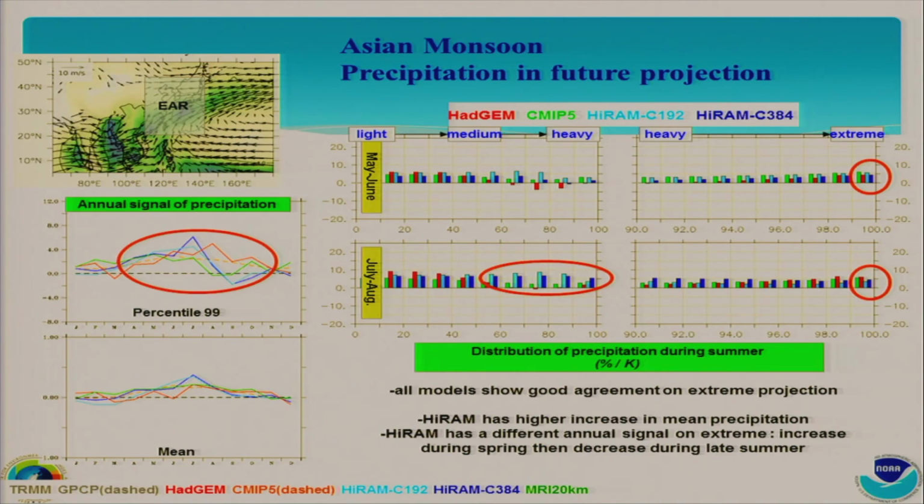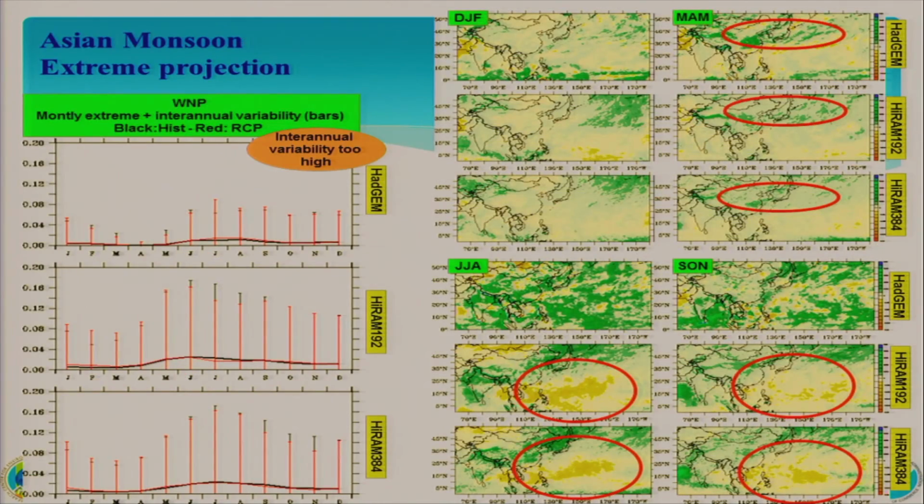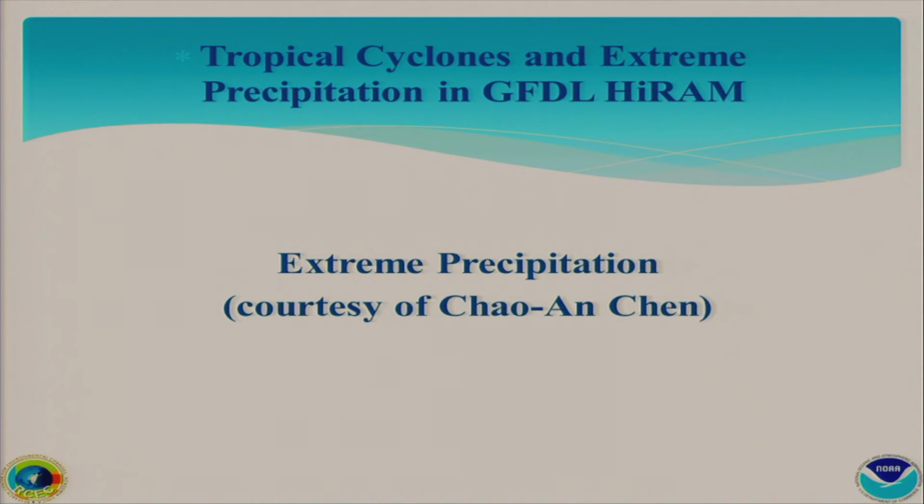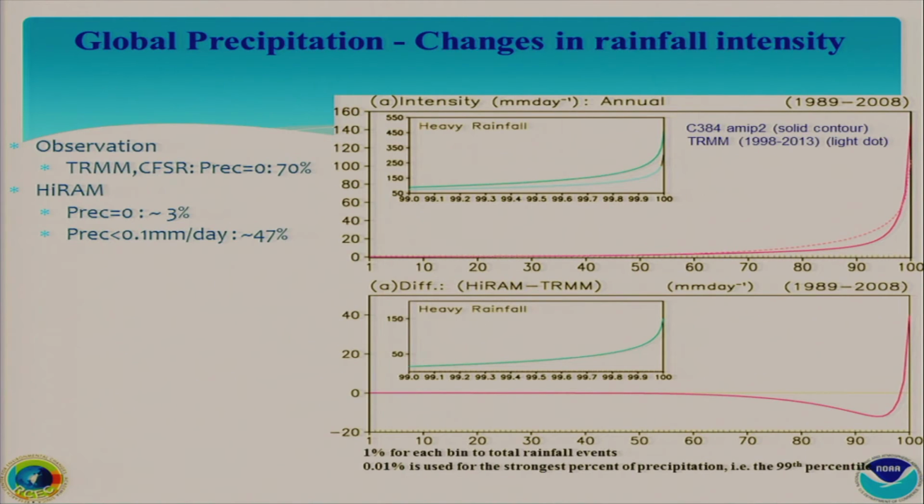So, skip this. Yeah, and I will show some more slides about the extreme precipitation, and thanks to Zhao for this analysis. The methodology is to analyze all the grid precipitation data from 30 degrees south to 30 degrees north and compare TRMM with HIRAM C384 for the quarter degree experiment.